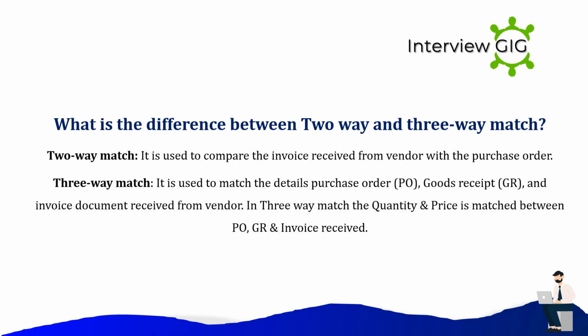What is the difference between two-way and three-way match? Two-way match is used to compare the invoice received from the vendor with a purchase order. Three-way match is used to match the details of the purchase order (PO), goods receipt (GR), and invoice document received from the vendor. In three-way match, the quantity and price are matched between PO, GR, and invoice received.